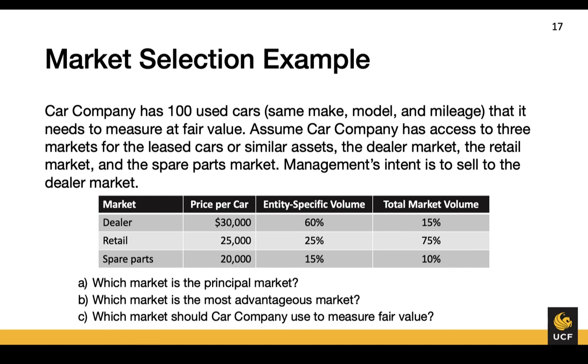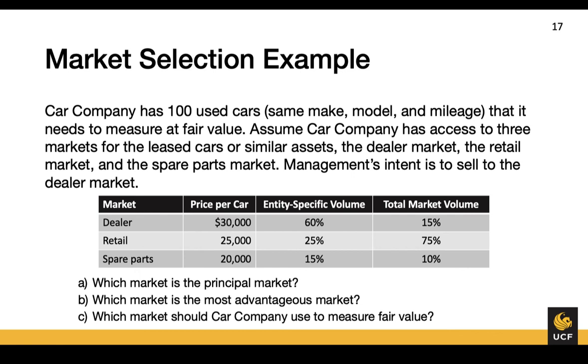For part B, it asks us which market is the most advantageous market. So the most advantageous market is going to be the one that gives car company the most bang for its buck. So if we sell our cars into the dealer market, that's going to give us the highest price, or $30,000. So that's going to be the most advantageous market.